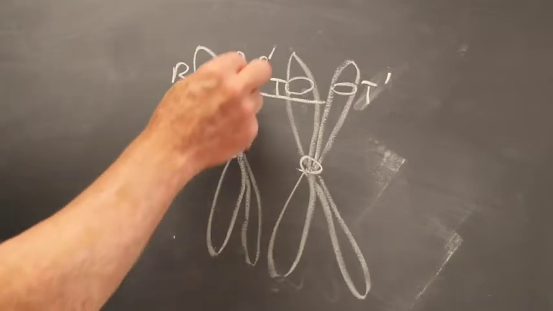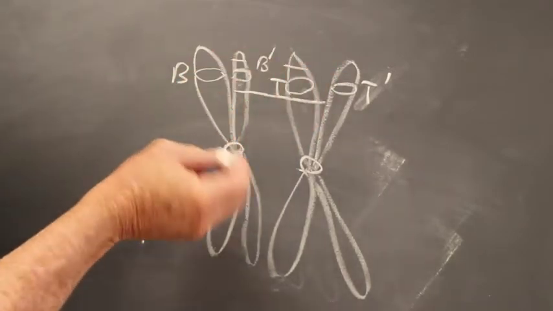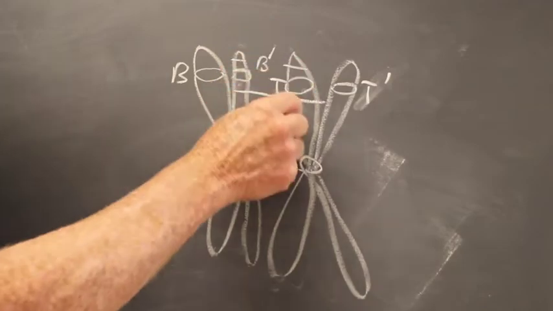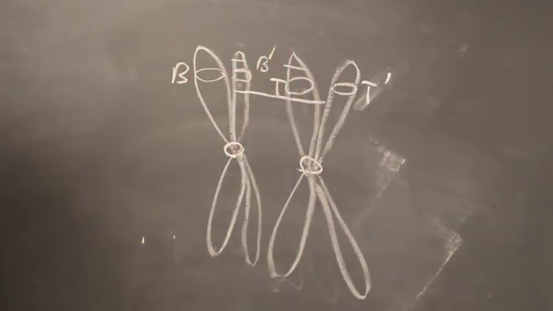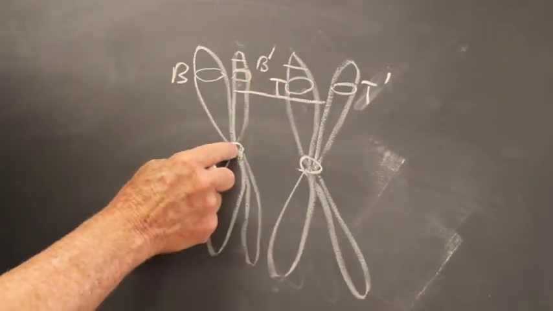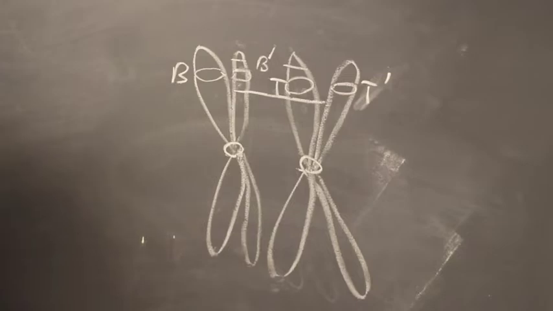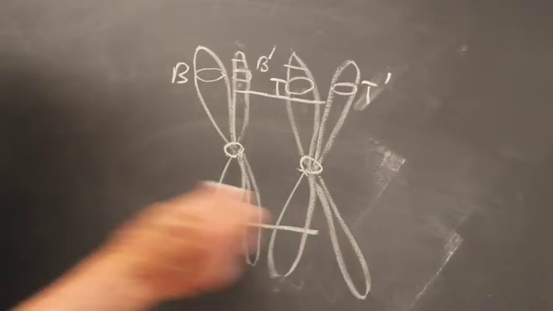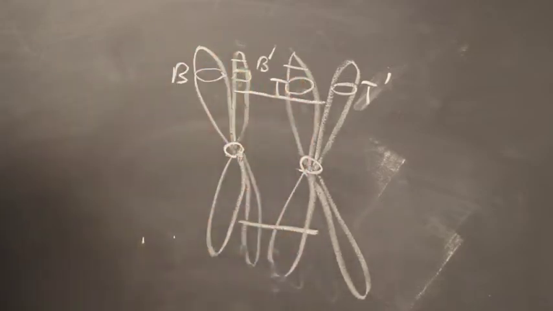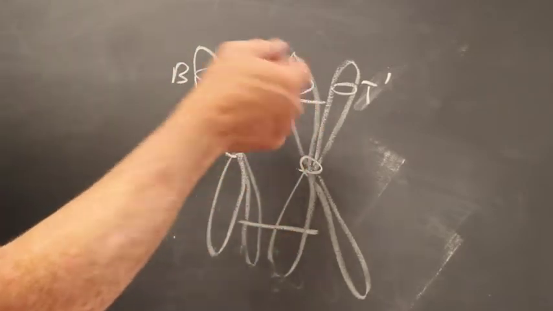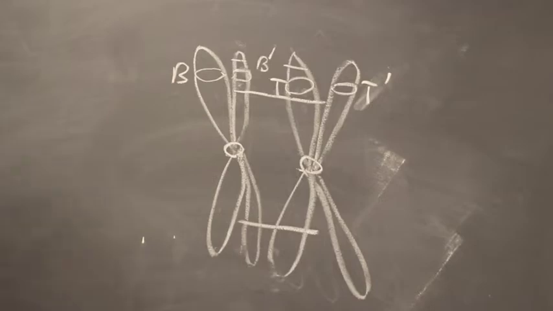Now let's say crossing over occurred there instead. If crossing over occurred here, our B and our T would not switch. Only that and that would switch. So in order for our B and our T to switch, then crossing over has to occur between the centromere and the gene. Let's say crossing over occurs down here, same situation. These two switch, our B and our T do not switch. We don't have recombined genes in that situation.